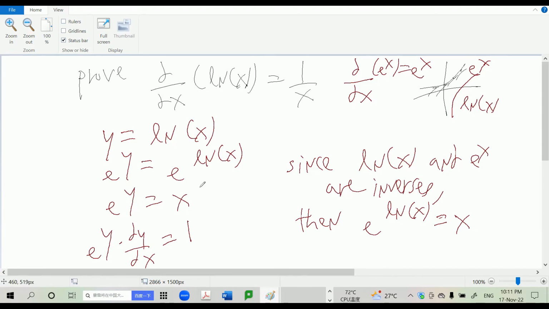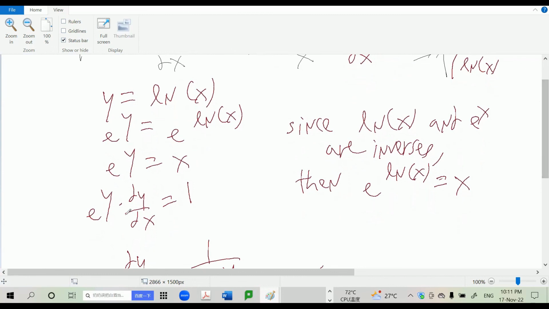The left side is still e to the y. And then I will now do the implicit differentiation over here. So this part will be e to the y, because the derivative of e to the y is still e to the y. But because I took the derivative of this y term, I still need to write down dy over dx. Don't forget dy over dx. And then on this side, the derivative of x is just 1. So that'll just be 1.